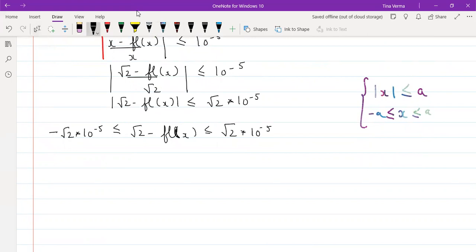You have the inequality with root 2 over here. So what can you do? You can subtract root 2 from the inequality. So what will it be? That will be minus root 2 into 10 raised to the power minus 5, less than or equal to minus FLX, that is the approximation. Any doubt till here? Yes or no? No.